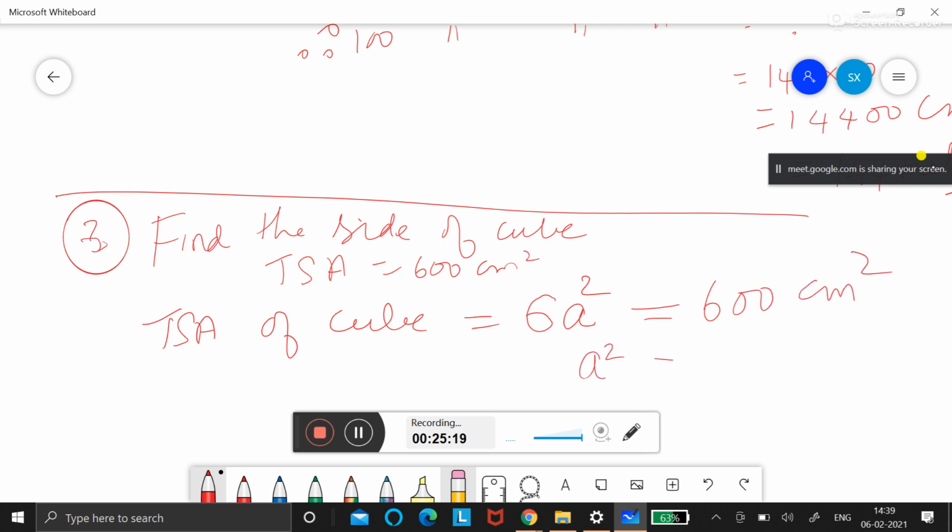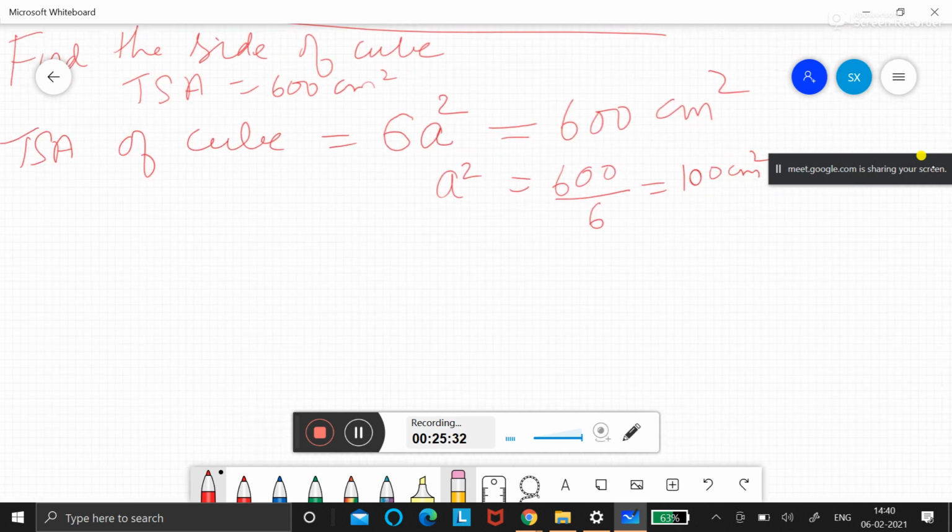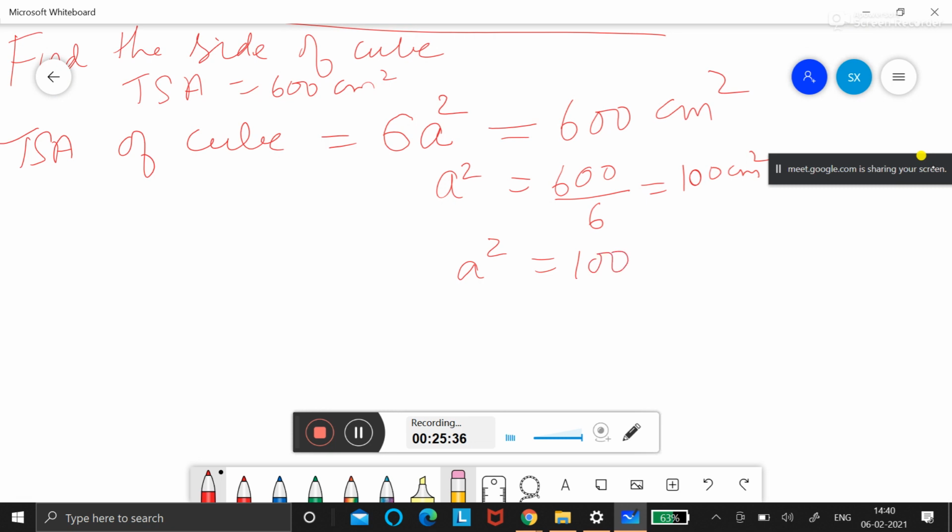So what is a square? You should calculate: the multiplication 6, after crossing, will become division. When it becomes division, you get 100. And then a square is 100. Plus will become minus, minus will become plus. Multiplication will become division, division becomes multiplication. A square, when you go to that side, will become square root. Now 10 tens are 100. So you know the square root.